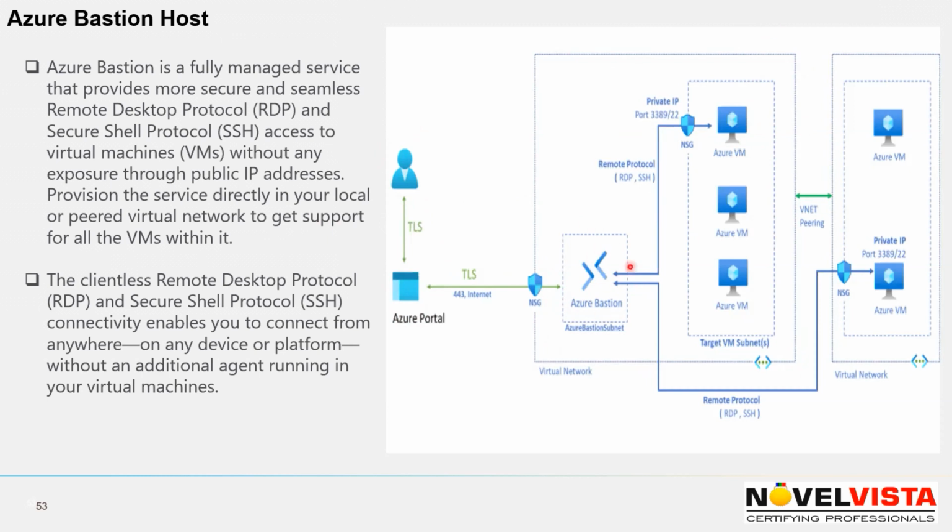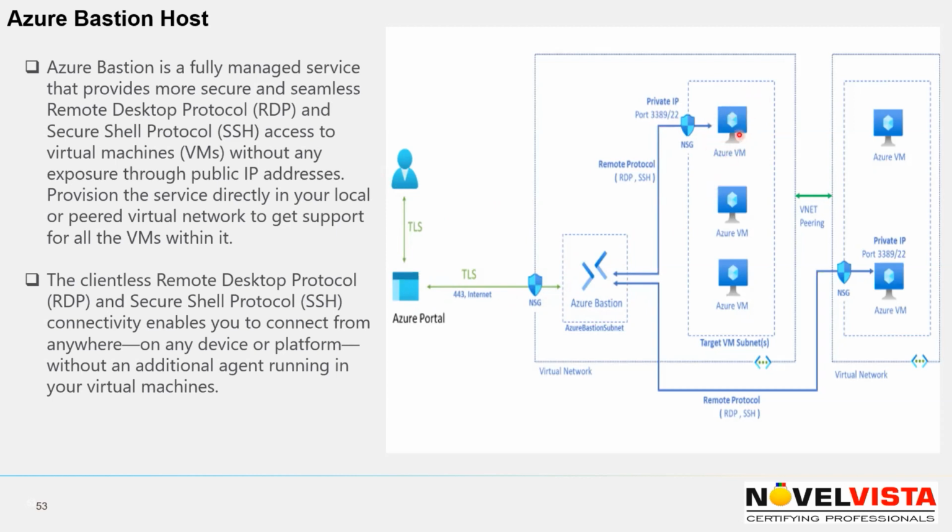But now that Bastion host service is there, what will happen? You will connect to Azure portal securely. You will also connect to Bastion service securely. And then from the Bastion service, you will connect to your VM. So your entire communication is end-to-end encrypted, end-to-end secure. And that's what brings security to the system.